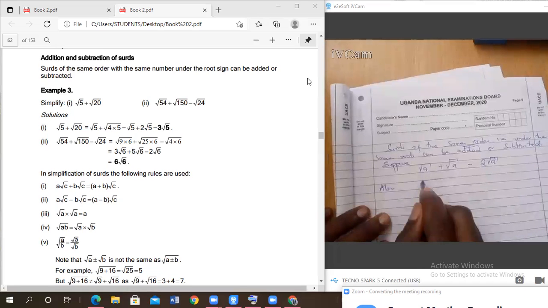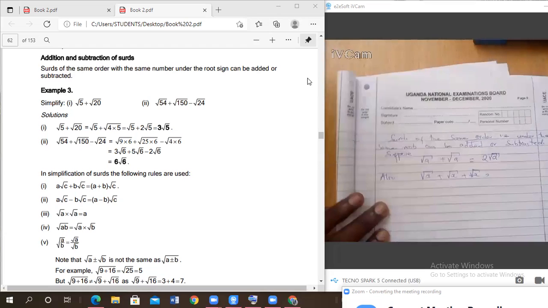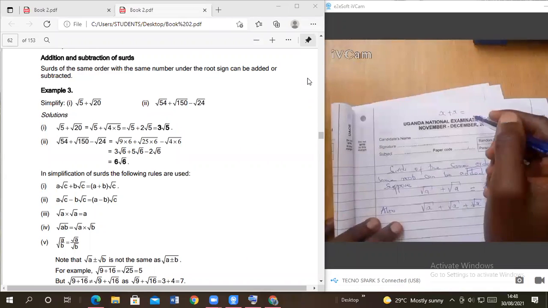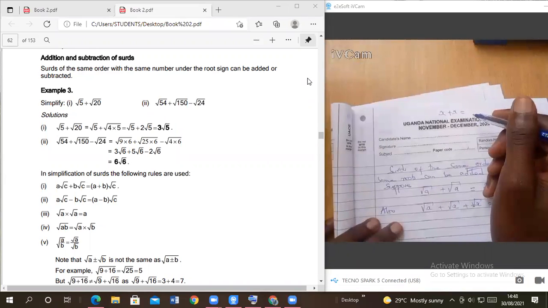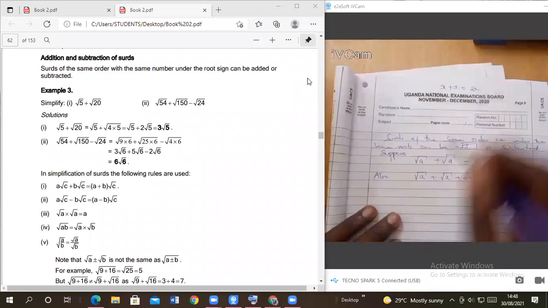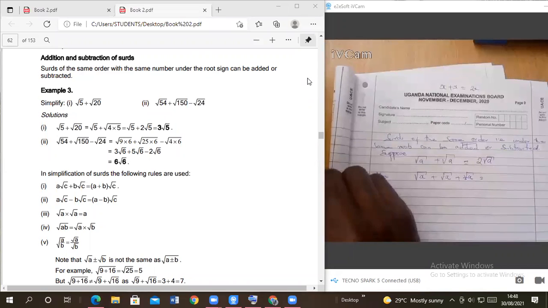Also, if I have root of x plus root of x, it's like when you have x plus x, what do you get? You get 2x, not so? They fall under the same family. They are under the same order, or they have the same number under the square root. So root of a plus root of a will give us 2 root of a. Okay?